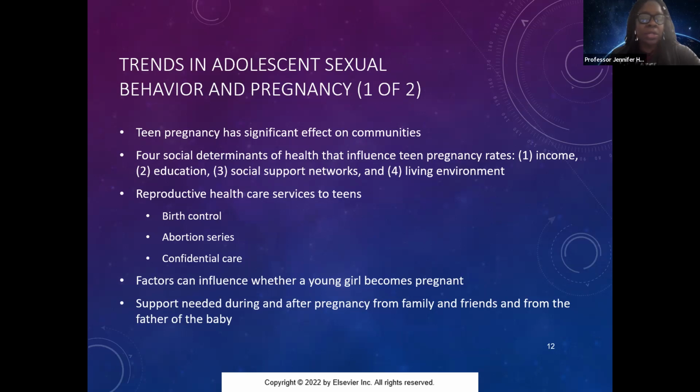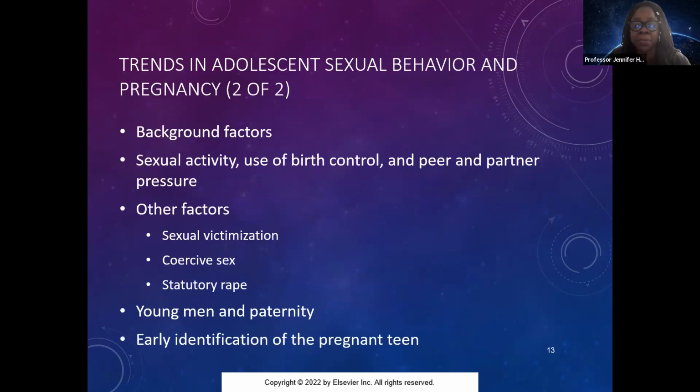So a history of sexual victimization, dysfunctional families, substance use, and failure to use birth control can influence a young girl's life, and she may become pregnant. She'll need support during, after, and in between all of the times that she's pregnant, from the father, the baby, the family, and anyone and everyone else.